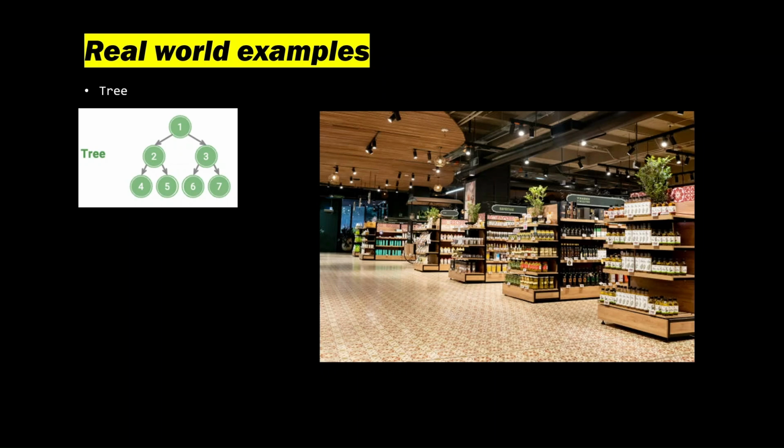To find a specific cheese, you need to follow supermarket first, then the dairy section, then you need to go to the cheese aisle, then pick up your mozzarella cheese. Trees help in hierarchical organization, making searches faster, like in store layouts, family trees, or company structures.